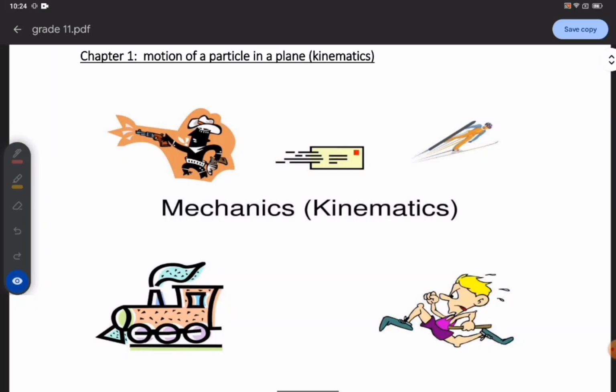Chapter 1, Motion of a Particle in Plane. Kinematics.